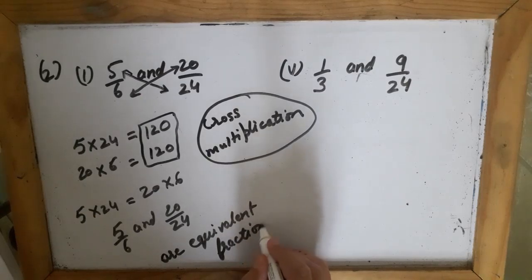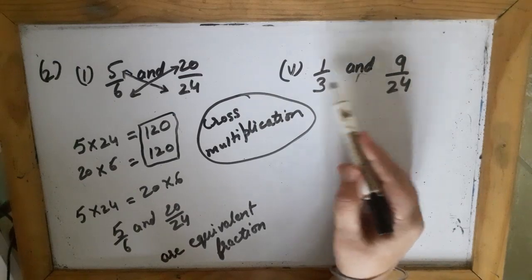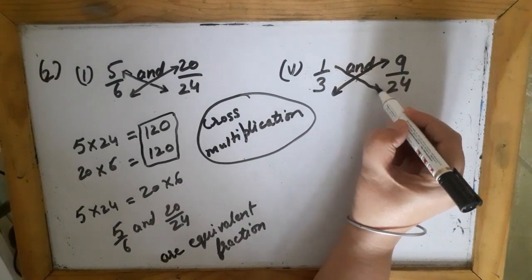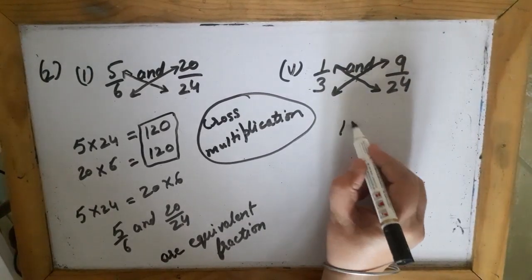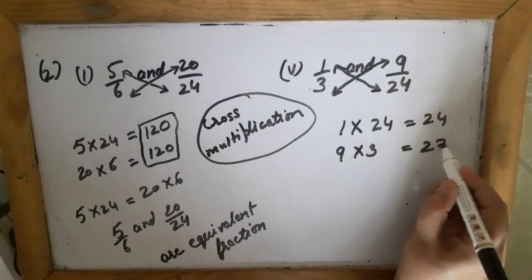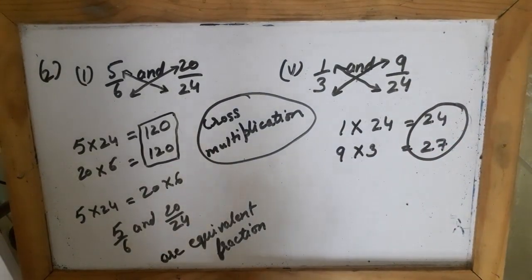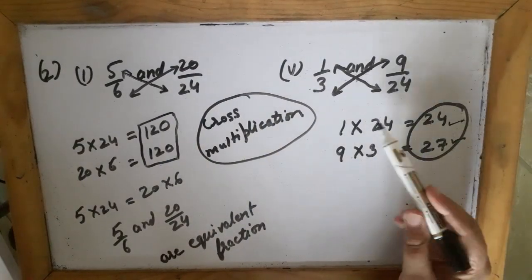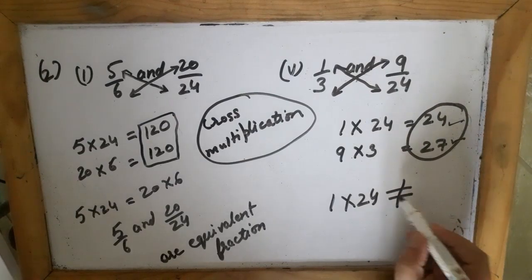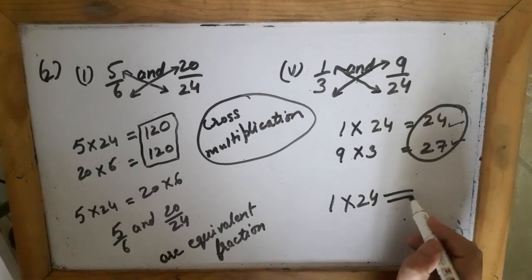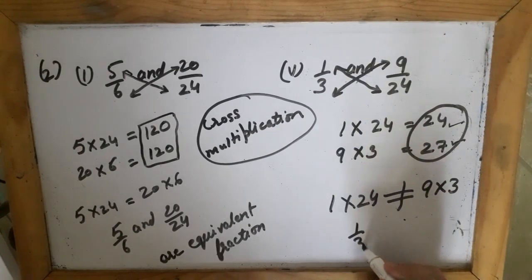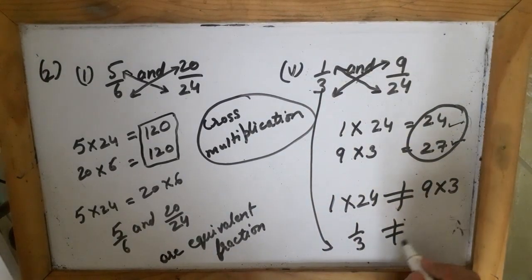fractions. Now come to the next part. This is the fifth part. Again I have to find whether these two fractions are equivalent or not. So I'll cross multiply them. 1 I will multiply with 24 and 9 I will multiply with 3. So 24 1s are 24 and 9 3s are 27. Do I get the same answer after cross multiplication? No. I am getting 24 while this is 27. So after cross multiplication I am not getting the same answer. You put the sign of not equal. 1 into 24 is not equal to 9 into 3, so it means that these two fractions are not equivalent.